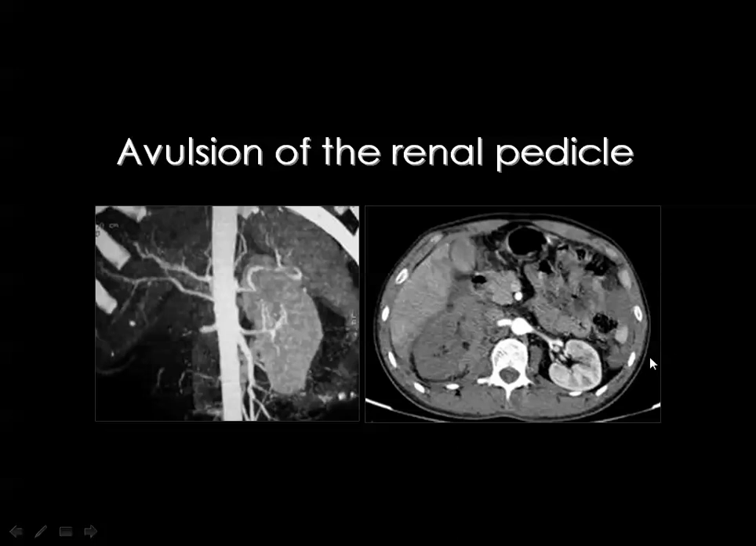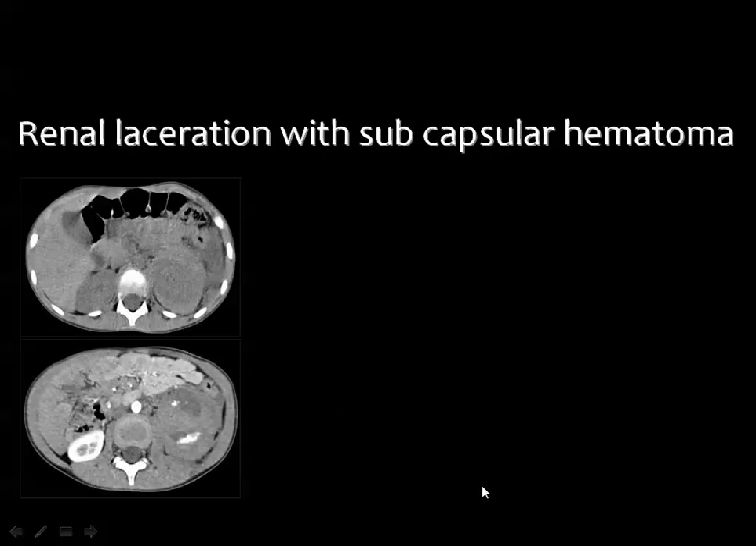And this is also an example. You see the intact left kidney, and you see the right kidney, which is not excreting contrast media. And this is the right renal artery, which is avulsed here, and this was confirmed by this CT angiogram showing avulsion of the renal vascular pedicle on the right side.